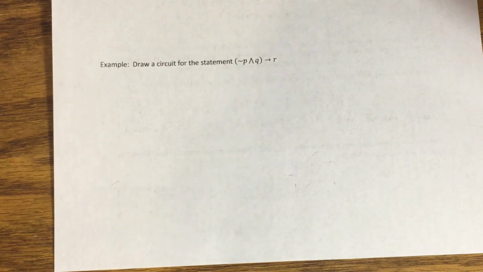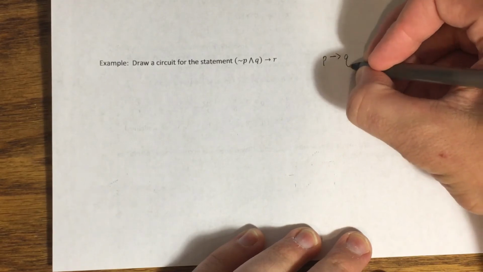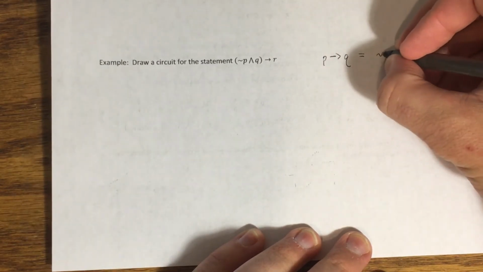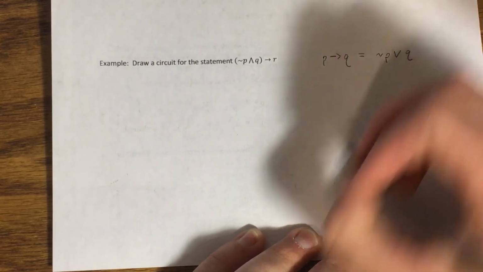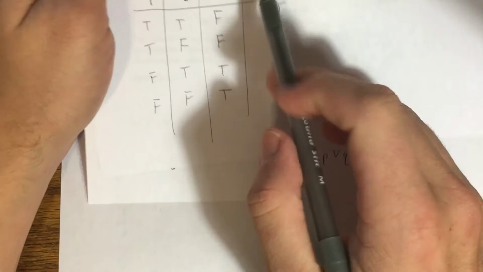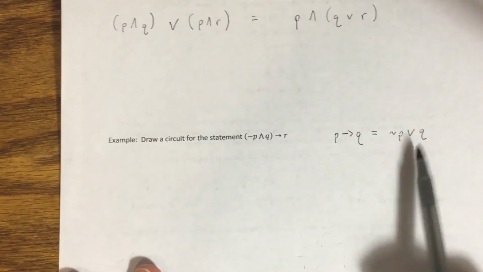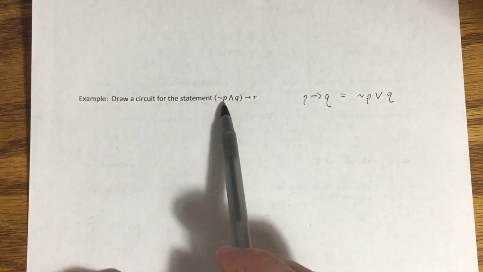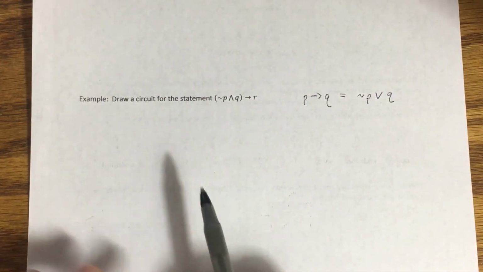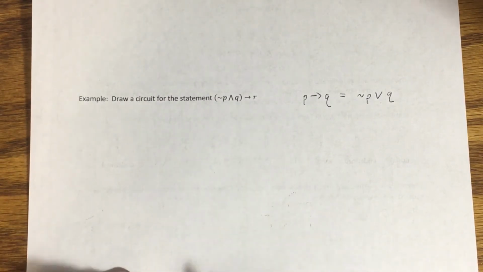But the key to this is to remember the equivalence between these two statements. P implies Q is equivalent to not P or Q. Okay? Remember, let me find that example again. We showed here that those two statements are equivalent. And by rewriting the conditional this way, we can now see this disjunction and think, okay, that's going to become a parallel circuit in my diagram. So I want to rewrite this statement as a compound statement where the conditional is not showing up anymore.